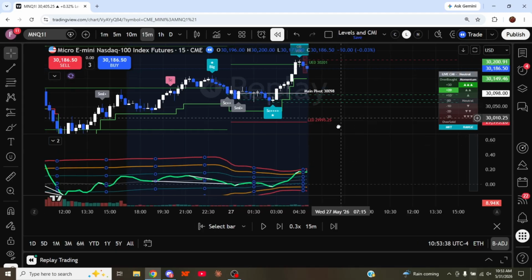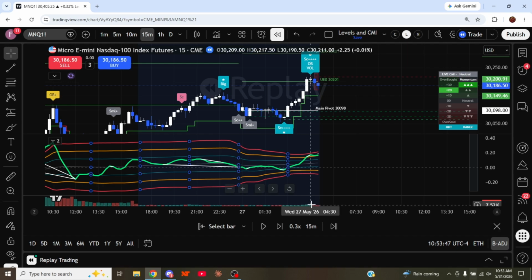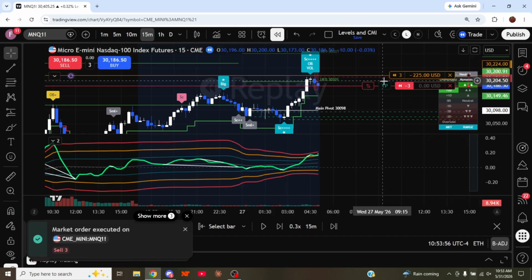Just hit into this overbought area. Yep, overbought, scalp, ending of a trend. At 30, that's pretty good. All right, so let's sell. Stop loss, and take profit.